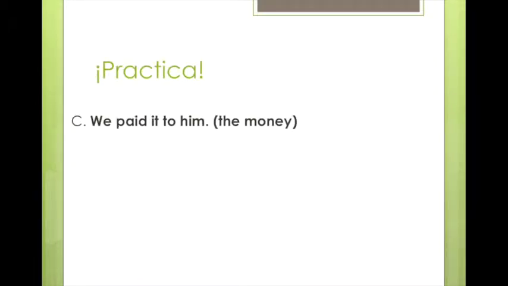So we paid it to him, referring to el dinero, or the money. Nosotros se lo pagamos. Instead of saying le lo pagamos, where le refers to him, we change le to se.